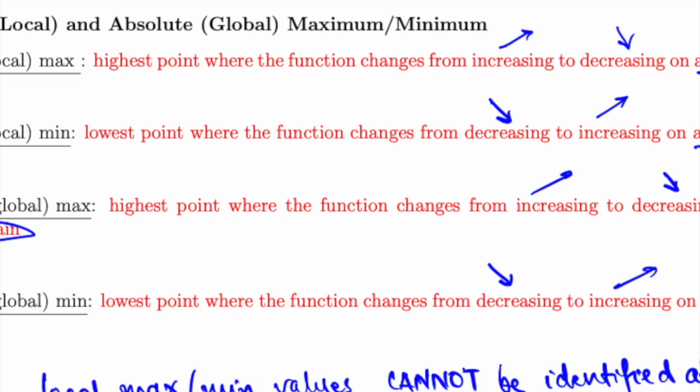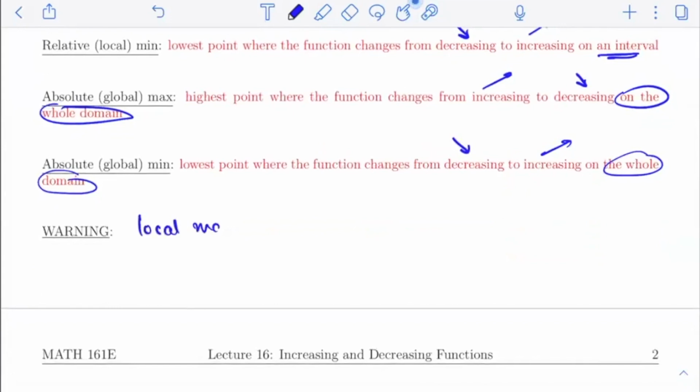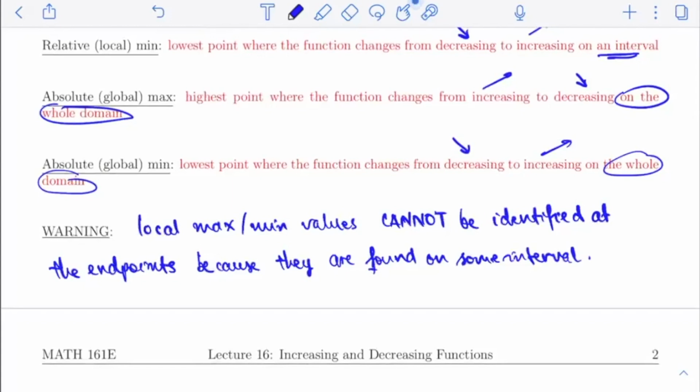Because of these distinctions, there's a warning for us when you look at the relative maximum and relative minimum versus the absolute maximum and absolute minimum: the local maximum and minimum values cannot be identified at the endpoint because they are found on some interval, not on the entire domain. We will look at the graph of some functions a little bit later to see this particular warning. But first, let's write down the warning. That is, the local max and min values cannot be identified at the endpoint because they are found on some interval.